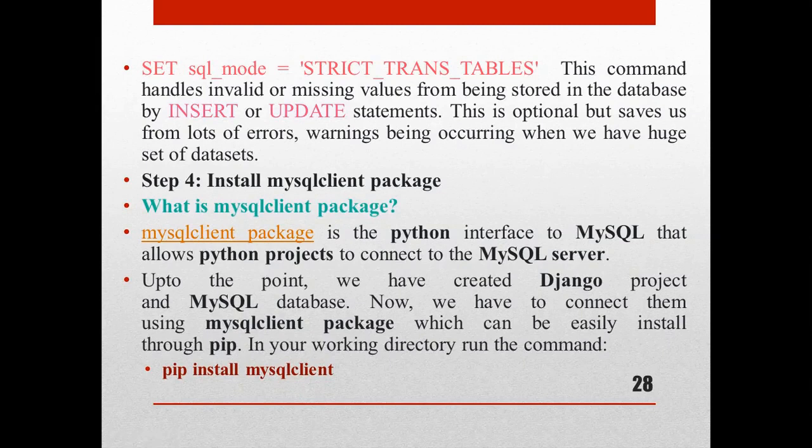So till now we have seen how to create a Django project and how to create a MySQL database. Now we are going to see how to connect the MySQL client package, which can be easily installed through a pip command in our working directory. Simply write on your command line in the working directory: pip install mysqlclient. After executing this command, it will install the MySQL client package.